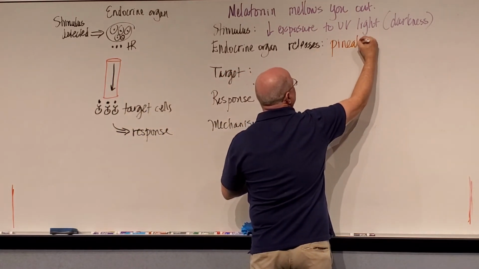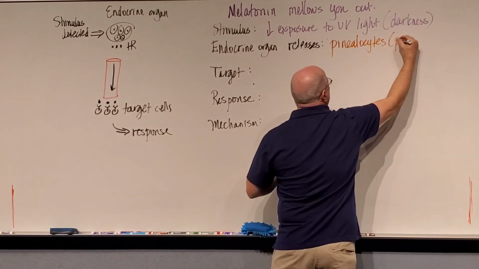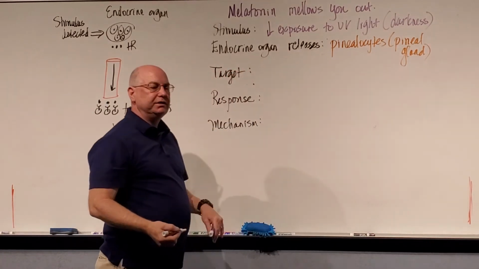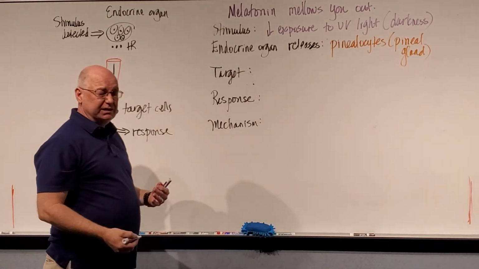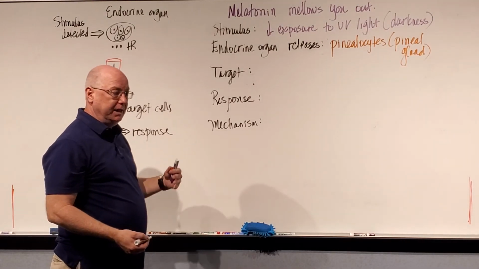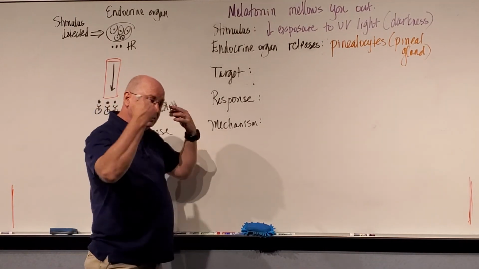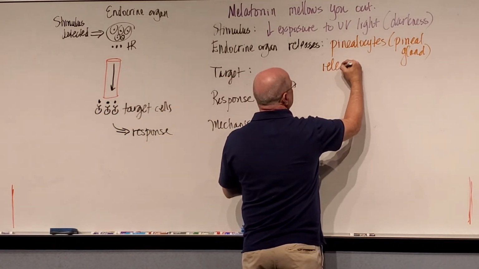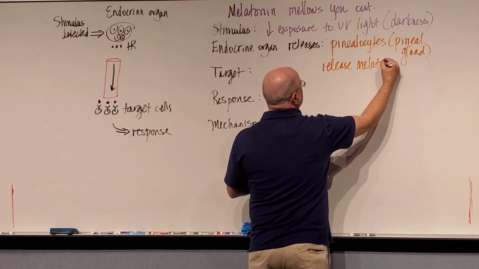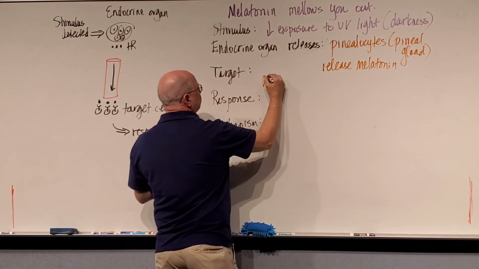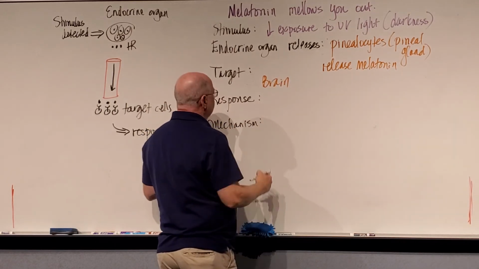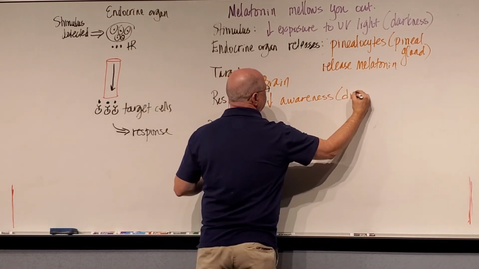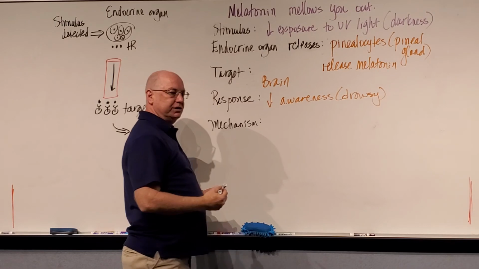Or we can say the pinealocytes. I say pineal, some say pineal gland. Some people mistakenly ask me about the pineal gland, but that's in the reproductive system. It's not here. The pineal gland of the brain, the pinealocytes, they will release melatonin. The target is going to be the brain. The response is going to be to decrease awareness. You become drowsy and you fall asleep.